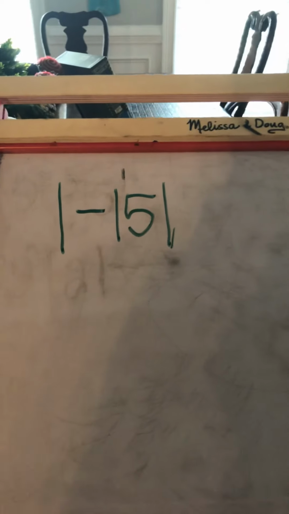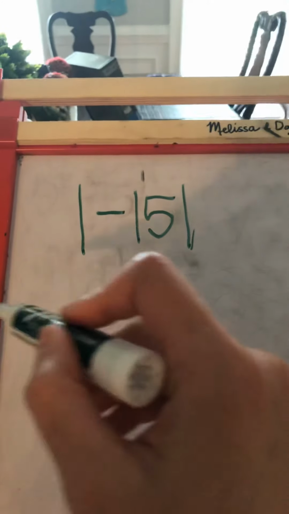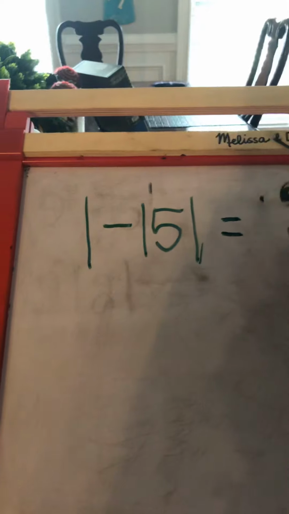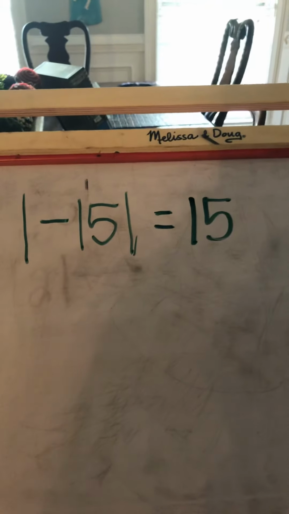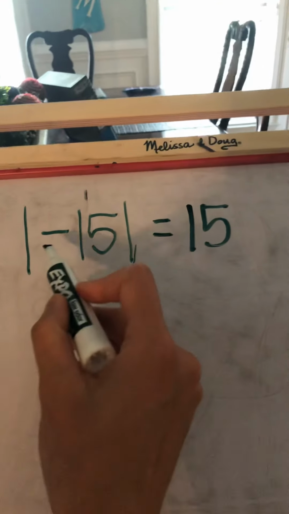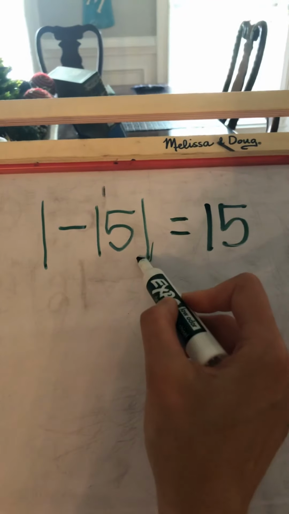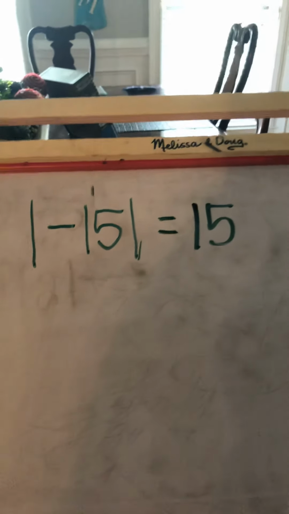So that's asking, how many spaces from 0 is negative 15 on a number line? Well, if we actually started at 0 and we jumped all the way to negative 15, we would have 15 spaces. Okay? We're counting distance from 0 on the number line. So distance can never be negative. So if you have a negative inside of your absolute value signs right here, it's just going to be the positive form of this number, 15.